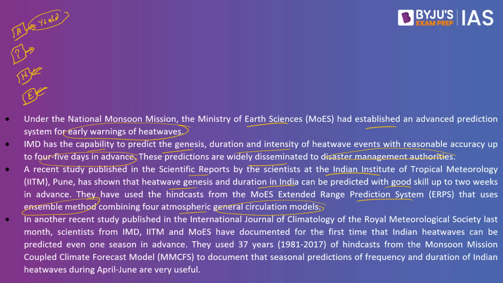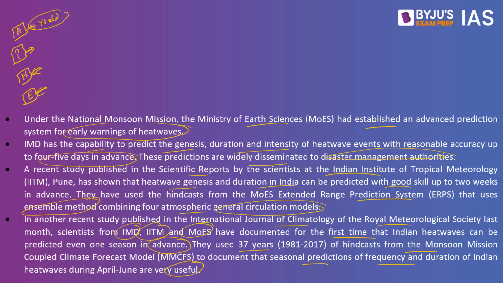In another study published in the International Journal of Climatology of the Royal Meteorological Society last month, scientists from IITM, Ministry of Earth Sciences have documented for the first time that Indian heat waves can be predicted even one season in advance. They used 37 years of hindcast from the monsoon mission coupled climate forecast model to document that seasonal predictions of frequency and duration of Indian heat waves during April to June are very useful.